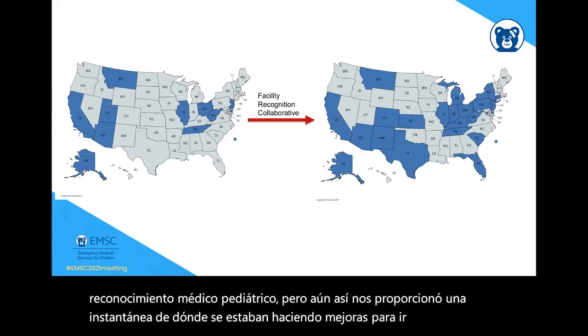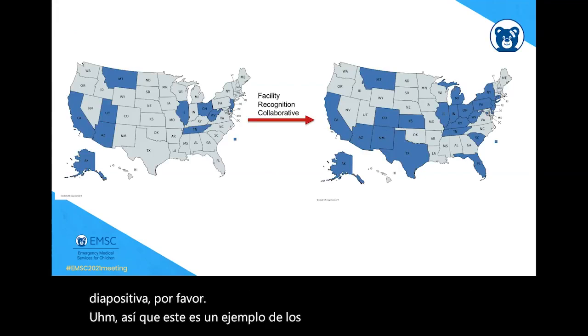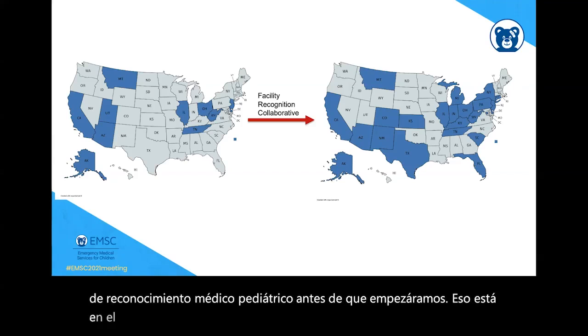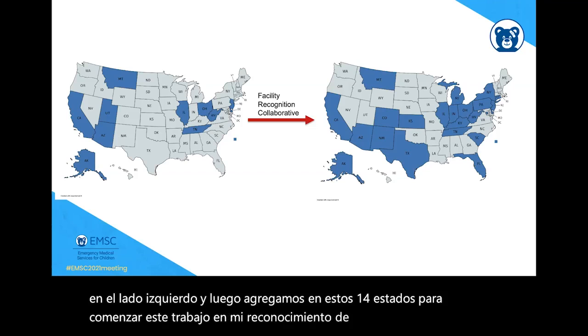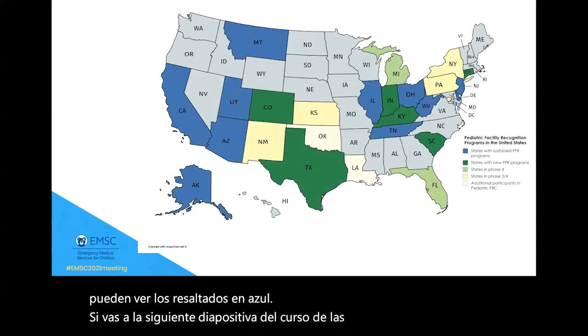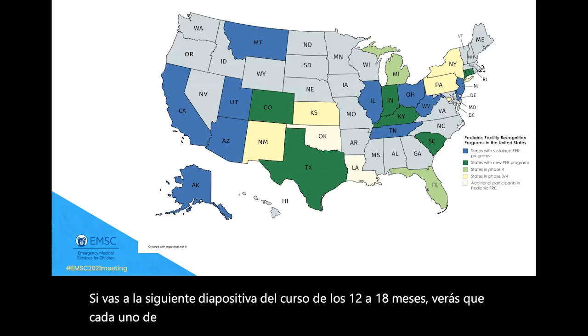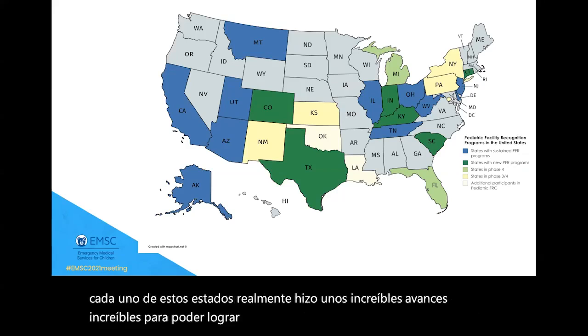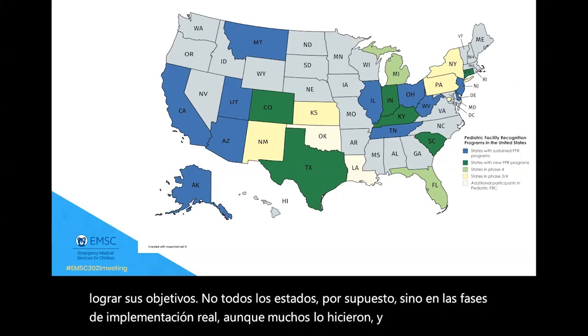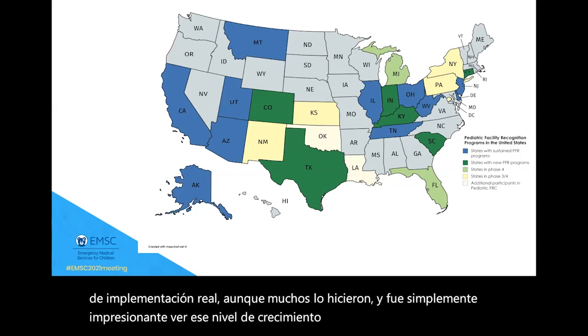So this is an example of the states that already had pediatric medical recognition programs before we started. That's on the left-hand side. And then we added in these 14 states to begin this work on the pediatric facility recognition. You can see those highlighted in blue. If you go to the next slide, over the course of the 12 to 18 months, you'll see that each of these states really made amazing strides in being able to achieve their goals. Not every state, of course, got into the phases of actual implementation, although many did. And it was just impressive to see that level of growth. But more importantly, during these collaborative sessions, they learned so much from each other.